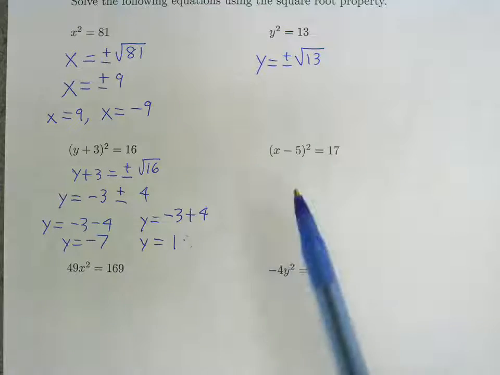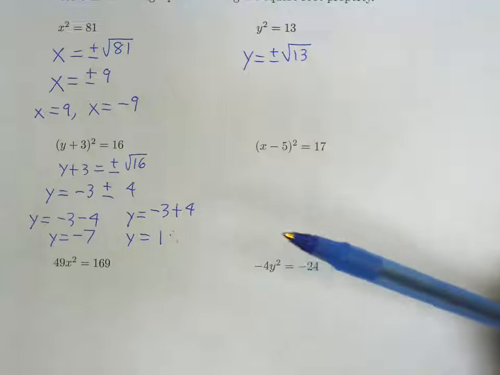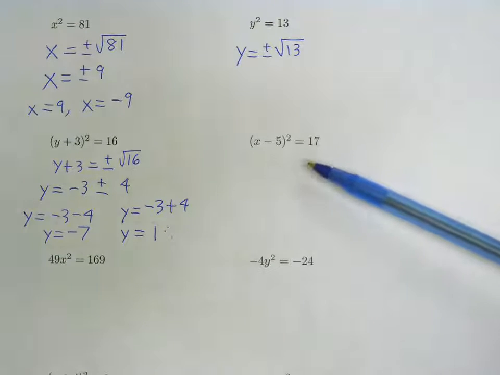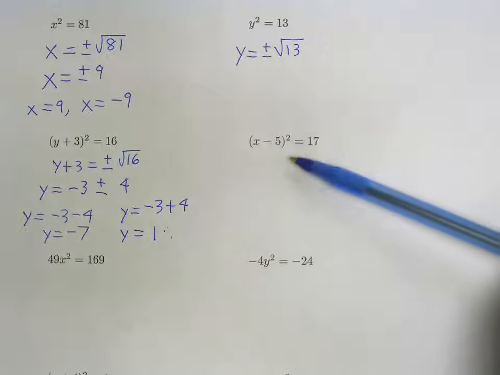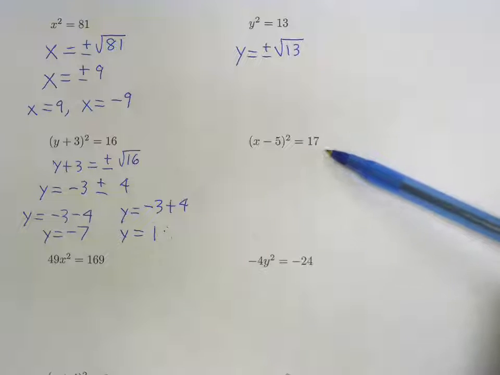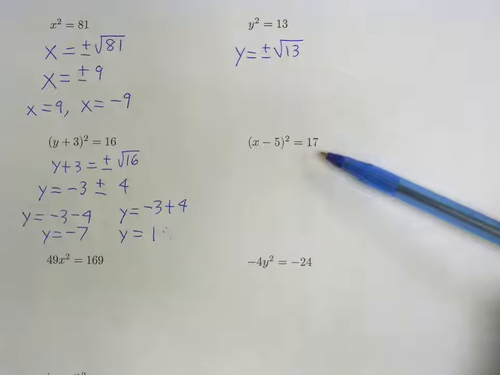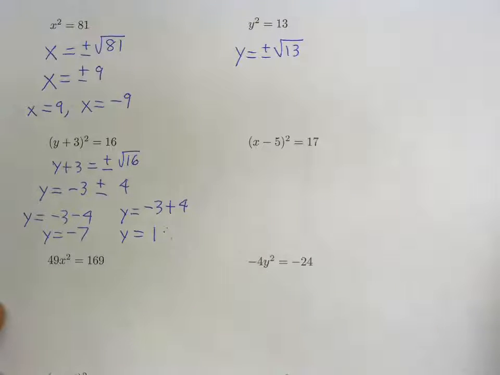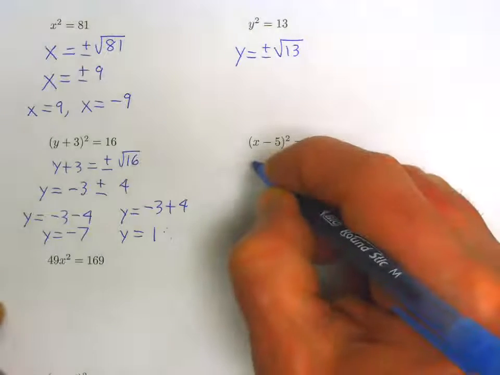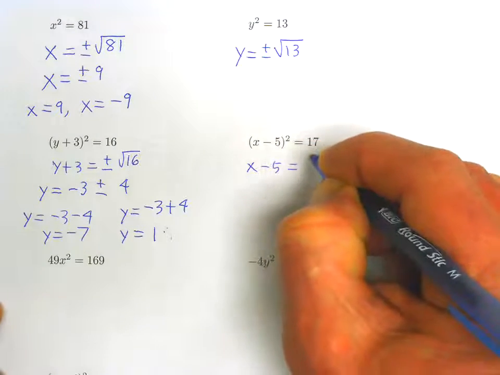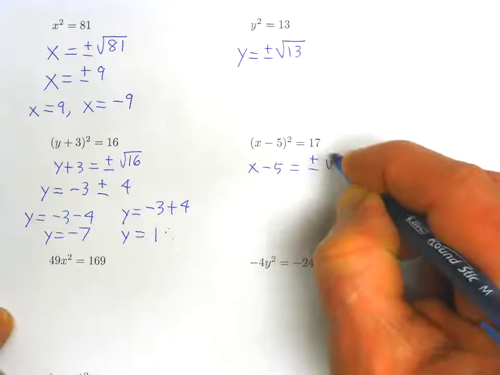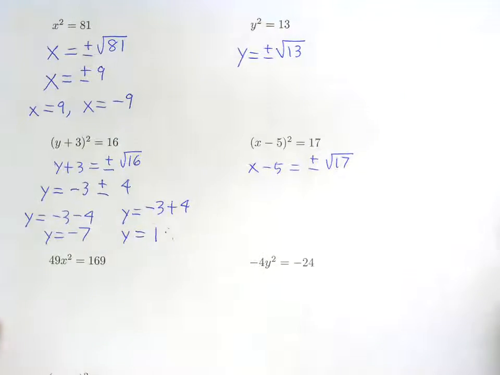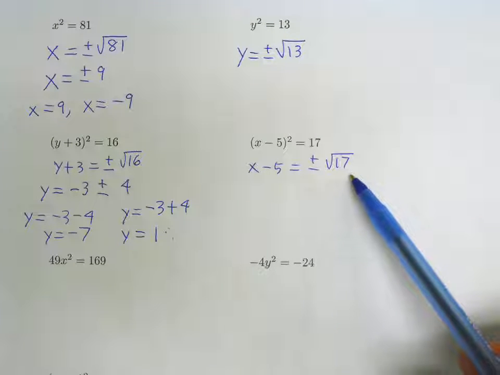Well, let's move on to the next one. So here we have the binomial x minus 5 squared equals 17. And since we have the binomial squared equals 17, we can apply the square root property directly. So if x minus 5 quantity squared equals 17, apply the square root property, we get x minus 5 equals positive and negative square root of 17. The square root of 17 cannot be simplified further.